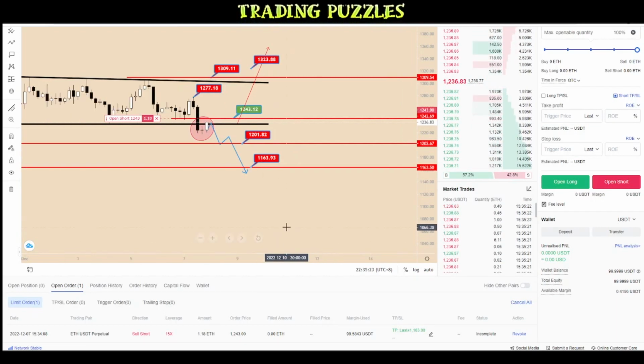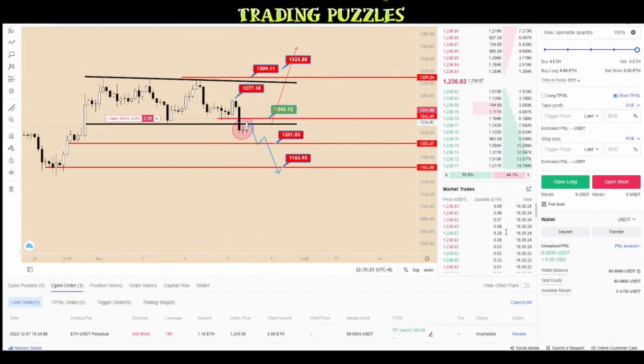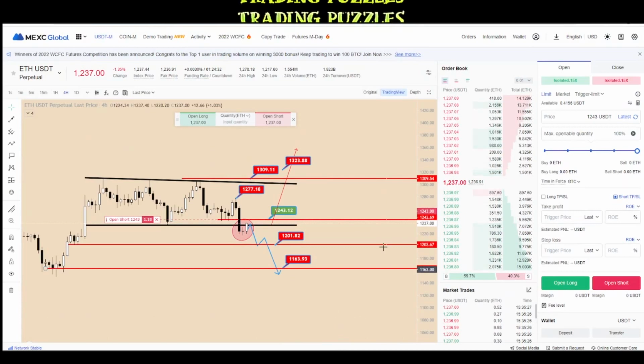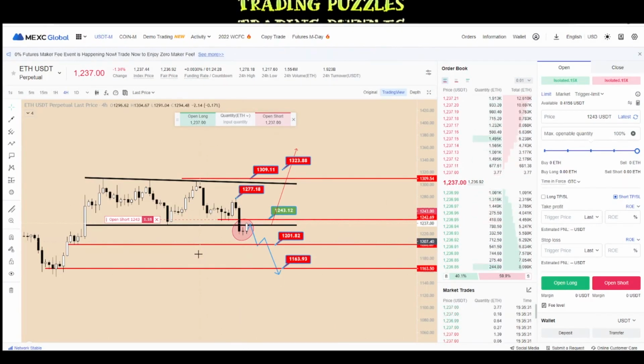So hope you guys enjoyed this explanation, how it works out and how you can manage the risk for each open trade for the crypto futures trading.